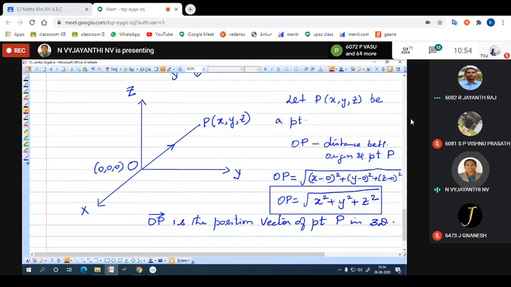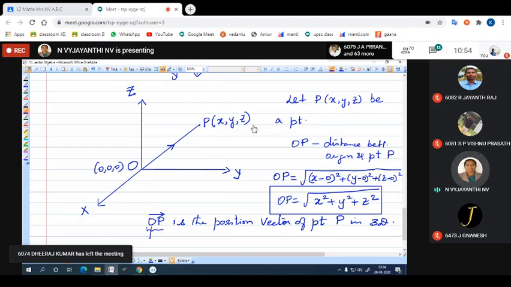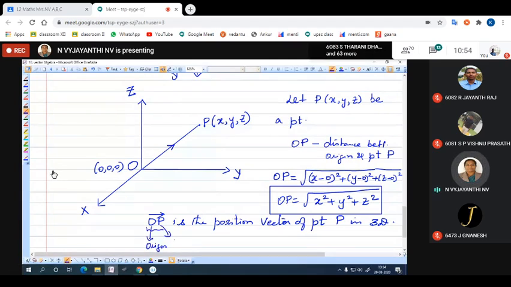Position vector definition you want? Yes, ma'am. Position vector means it decides the position where it is. Here it means that O is the origin and P is the point. From origin to point P, it notifies the direction in which it travels.